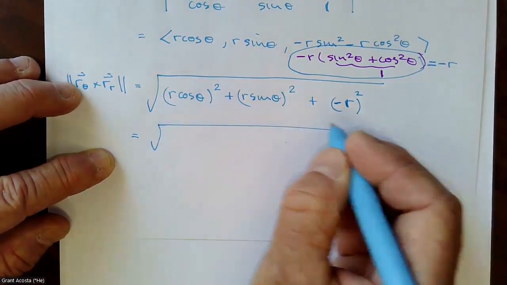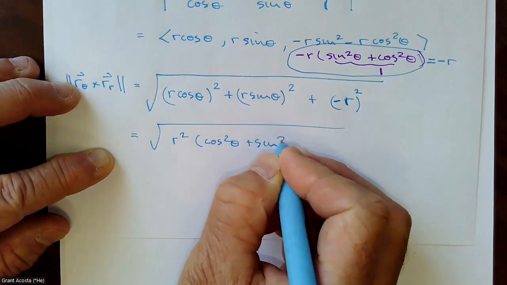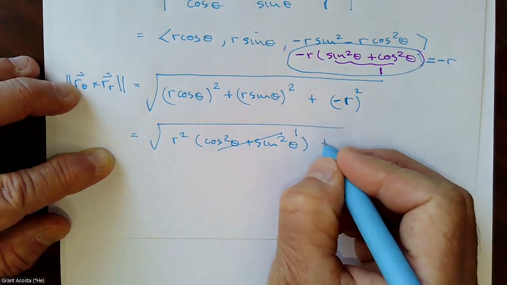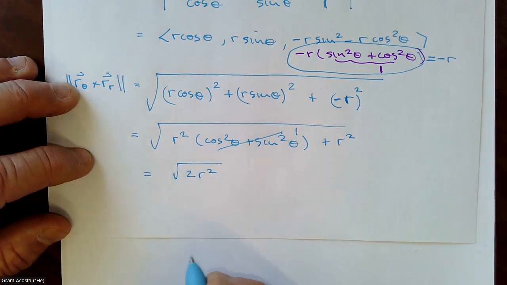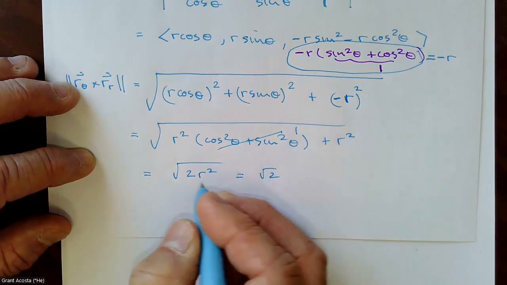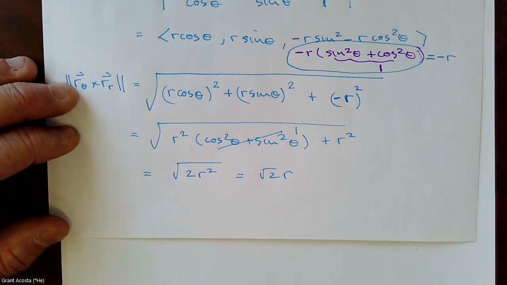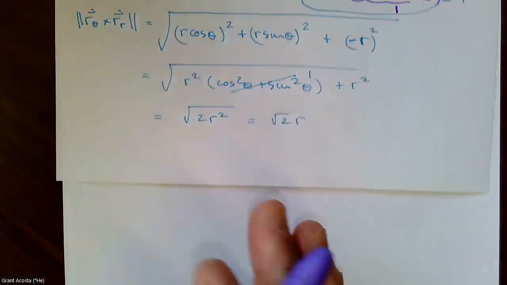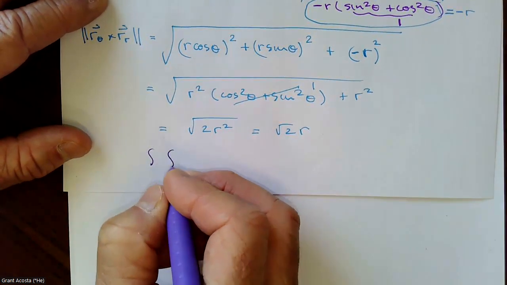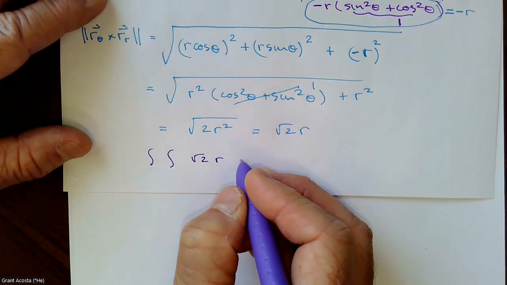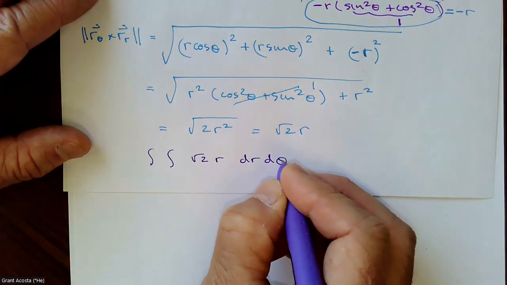So then we're going to get, if you factor out the r squared here, you're going to end up with cosine squared theta plus sine squared theta, which is 1, plus another r squared. So we get the square root of 2r squared, which is root 2. And because r is always going to be positive here, that's just root 2 r. So then to finish this off, I would do the double integral of root 2 r. I can do it as d theta dr or dr d theta. Doesn't really matter. I'll do dr d theta this time.